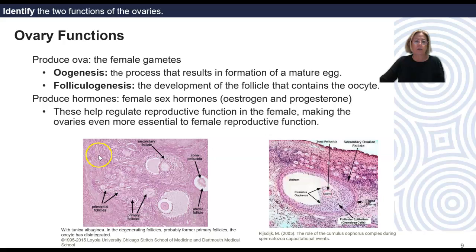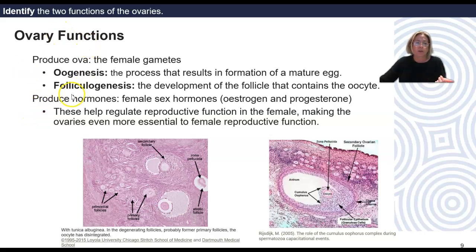So the ovary functions to produce ova or oocytes, which are the female gametes. And it does this through a process called oogenesis. So the definition of oogenesis is the process that results in the formation of a mature egg. The second function is folliculogenesis, and this is the development of the follicle that contains this oocyte, right?